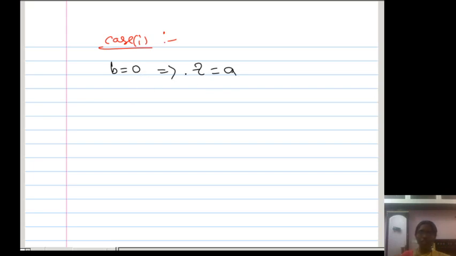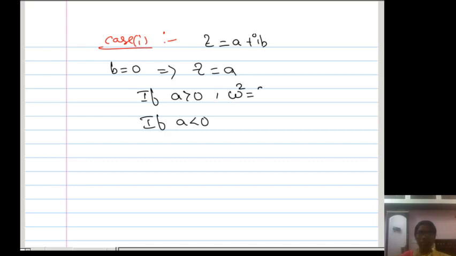If b is 0, then z becomes what? z is equal to a plus ib, the general form. If b is 0, in this case, what is z? z is a. So now, again two cases: if a greater than 0 means positive, if a less than 0 means negative. If a is greater than 0, then what is the relation?